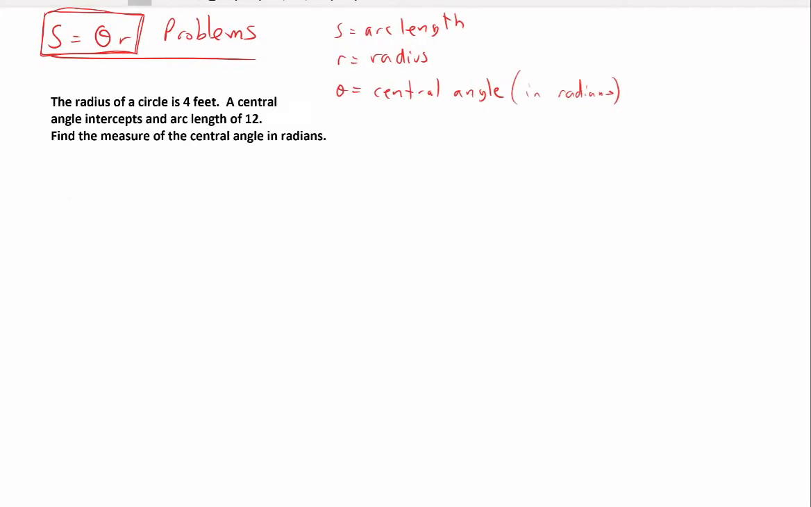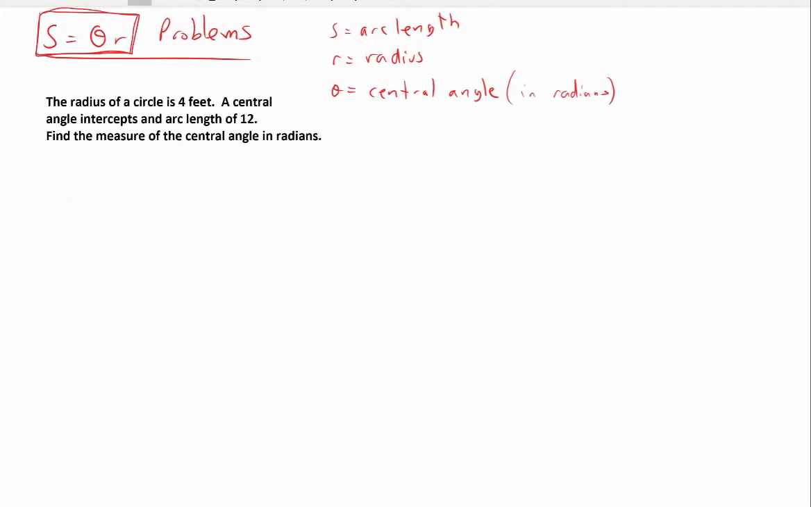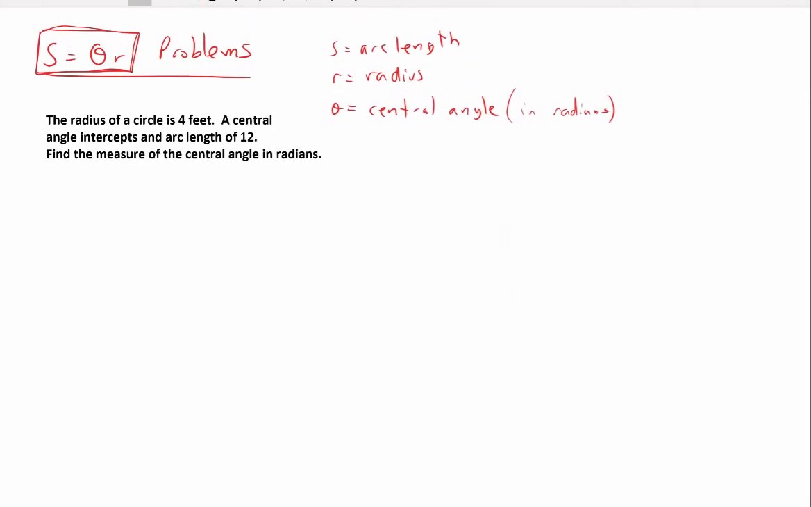So here's just a simple, straightforward word problem application of the formula. On the homework or on a quiz or test, you might see examples that are more contextual, where maybe there's a circle park with a path that represents the radius, whatever it might be. But we'll just do a real straightforward one here so we can make sure we're interpreting it correctly. So it says the radius of a circle is 4 feet. A central angle intercepts an arc length of 12. Find the measure of the central angle.